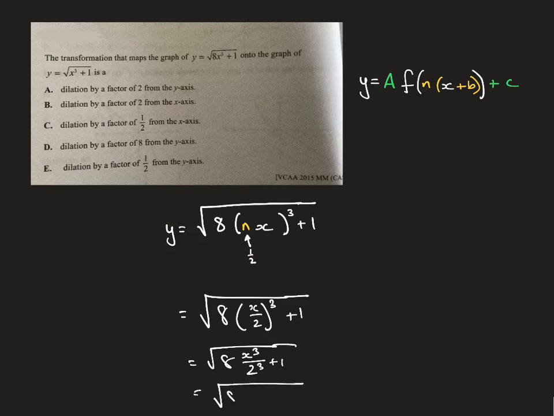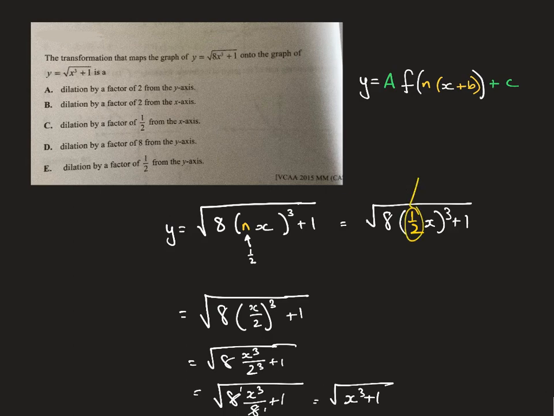It's going to be the square root of 8 x cubed over 8 plus 1. The 8's will cancel, and I'll just get the square root of x cubed plus 1, which is what I need. And so the value that needs to go in for n is in fact a half. And so what my equation becomes is the square root of 8 brackets a half x cubed plus 1. And in my transformed function, that is my n. A half is the n.